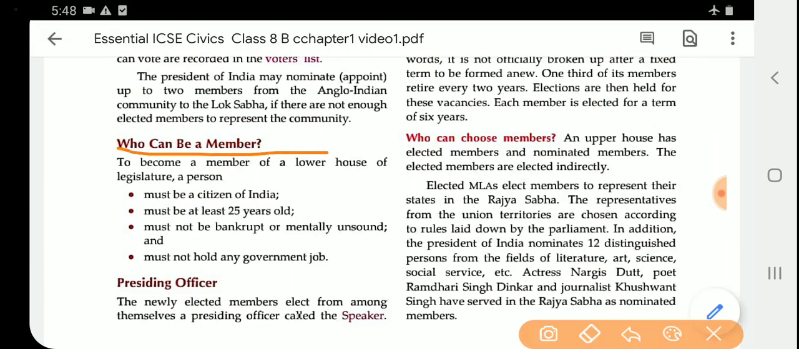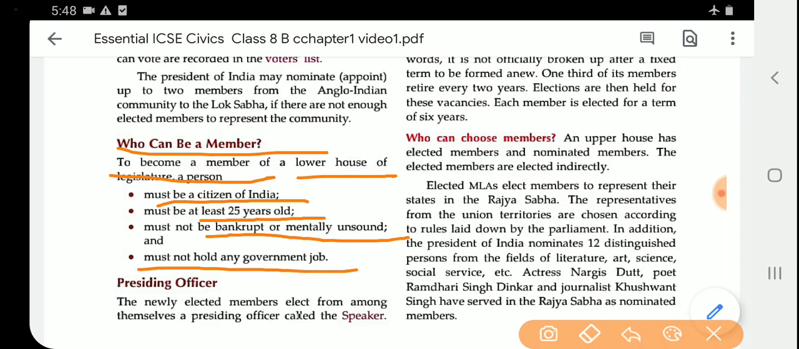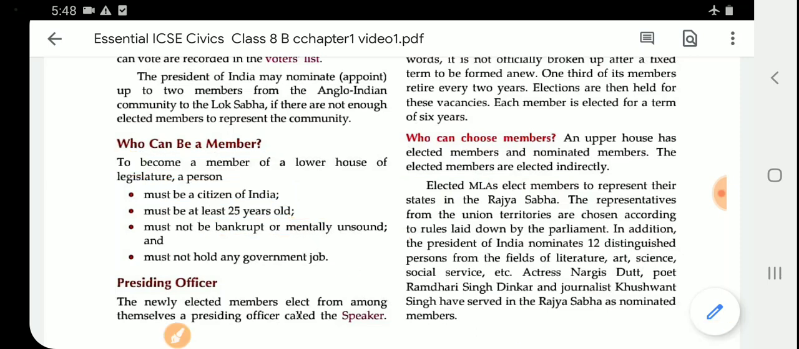Okay. Now let us see. To become a member of the lower house of legislature, a person must be a citizen of India. At least he will be 25 years old, must not be bankrupt or mentally unsound. He should be mentally healthy, and must not hold any government job. Very easy. Read these points.